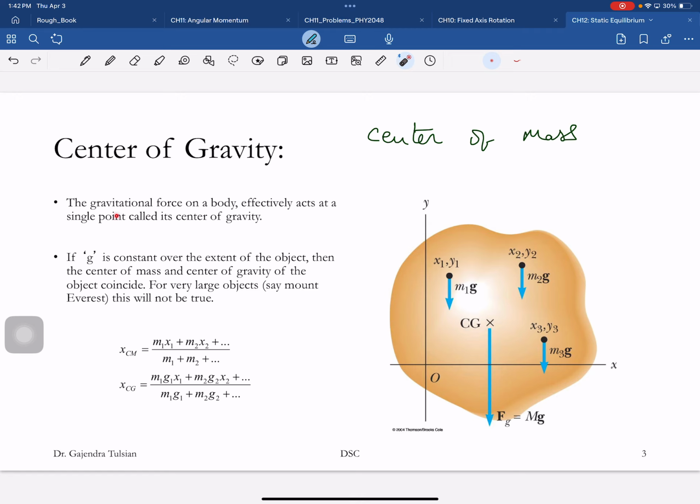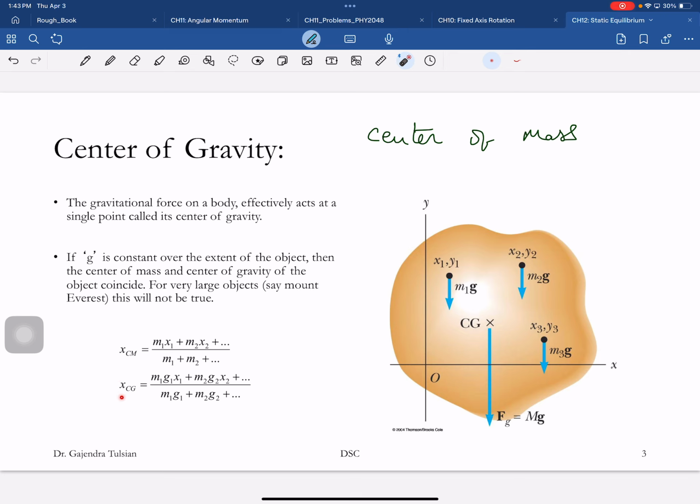So the gravitational force of a body effectively acts at a single point called the center of gravity, and that's why we want it, because we'll be using this in our problems. Here is the formula for the center of mass. You break this object into little pieces: m1 times the x-coordinate of that piece, m2 times the x-coordinate of that piece, and you add over all the pieces and divide by the total mass. That's the center of mass.